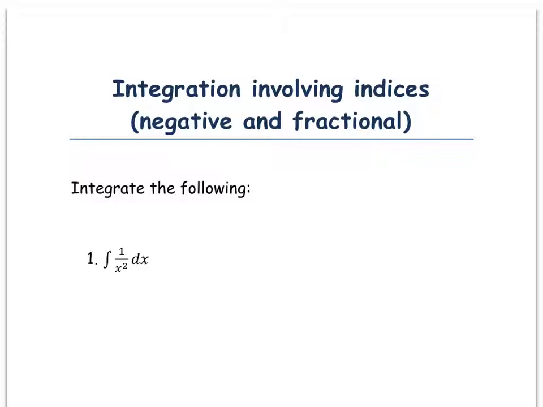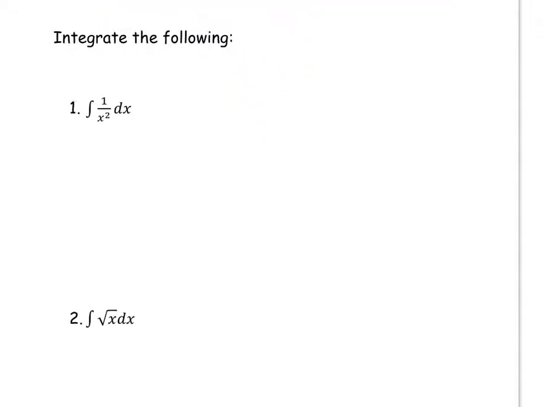Firstly, let's integrate 1 over x squared dx. Now the problem here is that we need to make this 1 over x squared into a power, into indices. Now you should remember from the start of Core 1 that 1 over something is a negative power. So we can rewrite this question as: integrate x to the power of minus 2, because the minus refers to the 1 over and the 2 refers to the squared.